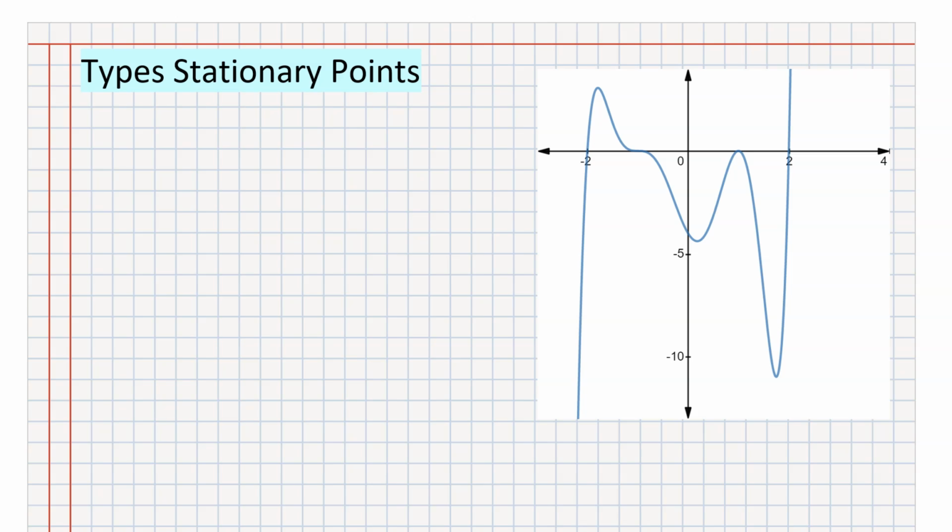In this video, we're going to have a look at the types of stationary points. What I mean by types of stationary points is we're looking at ways in which we can classify each stationary point.